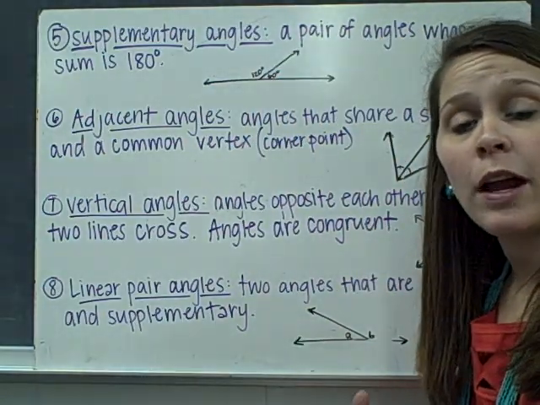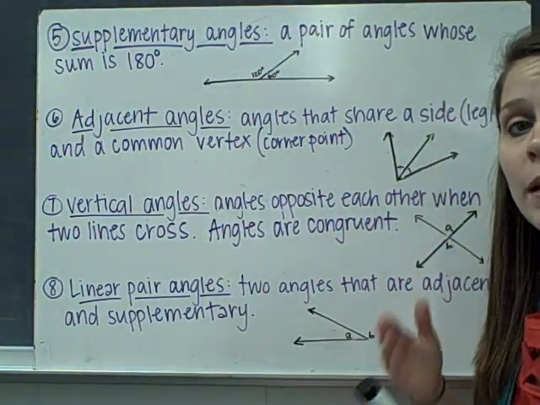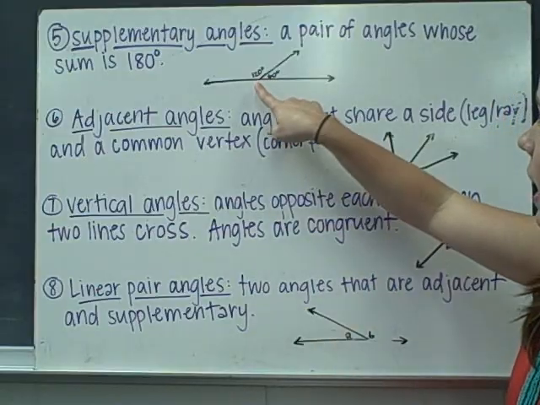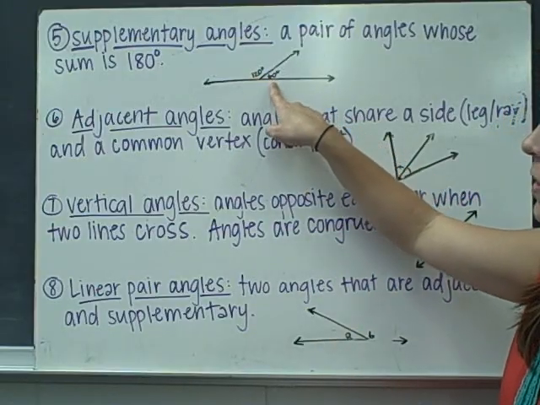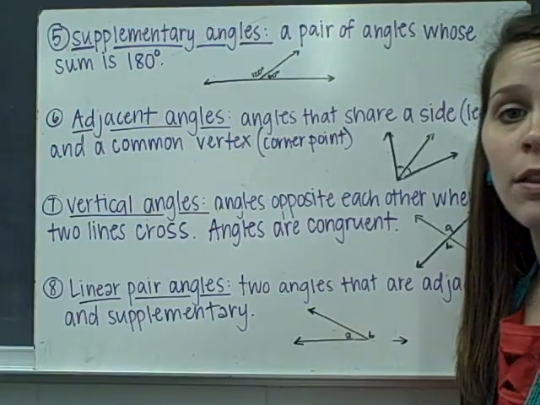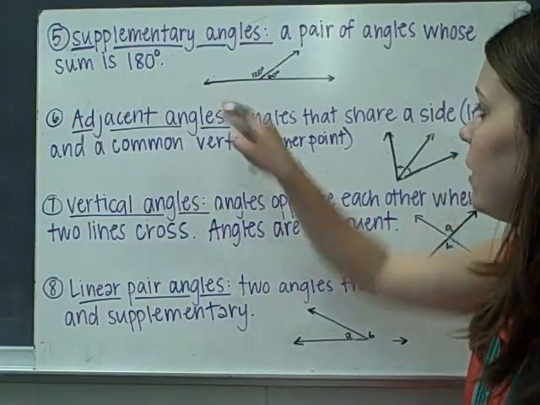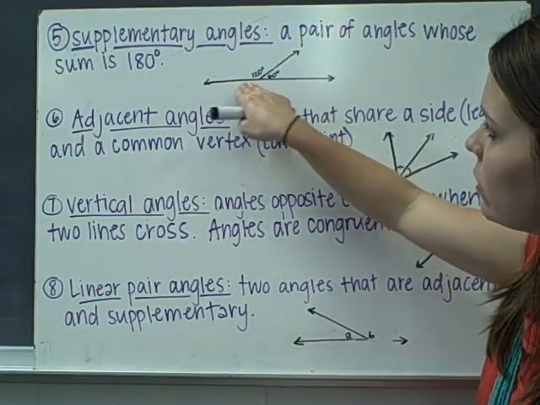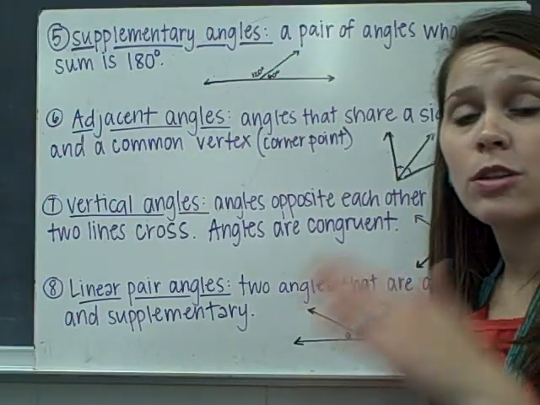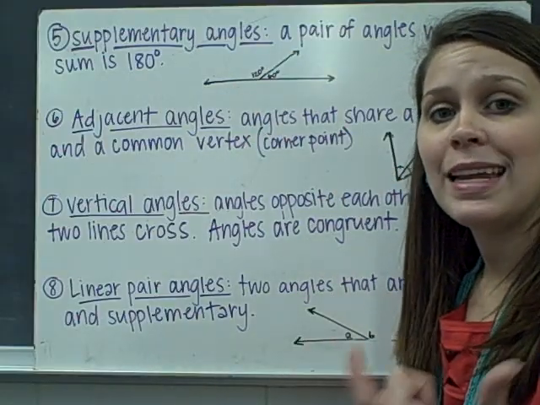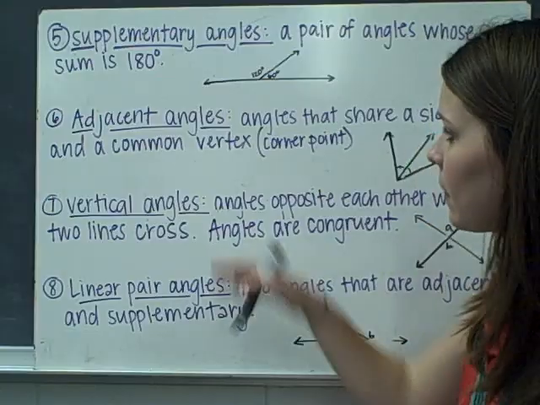Supplementary angles are a pair of angles whose sum is 180. So we have two angles, one's 120 and one's 60. When I add them together, I get 180 degrees. And if you notice, when they're right beside each other, they're making a straight line. And a straight line's measurement is 180 degrees.